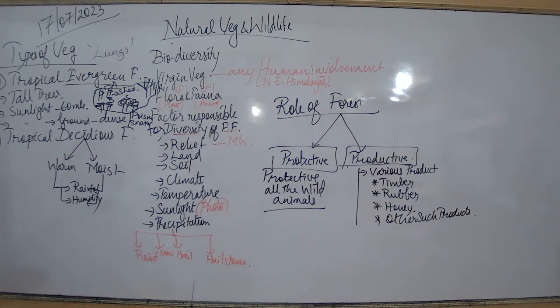Then let us go to the next point, they are difficult to exploit. Next point, they are of little commercial use. Point number 8, animals found are common animals, those native to the place. Animals found: elephant, monkeys, one-horned rhino, deer.